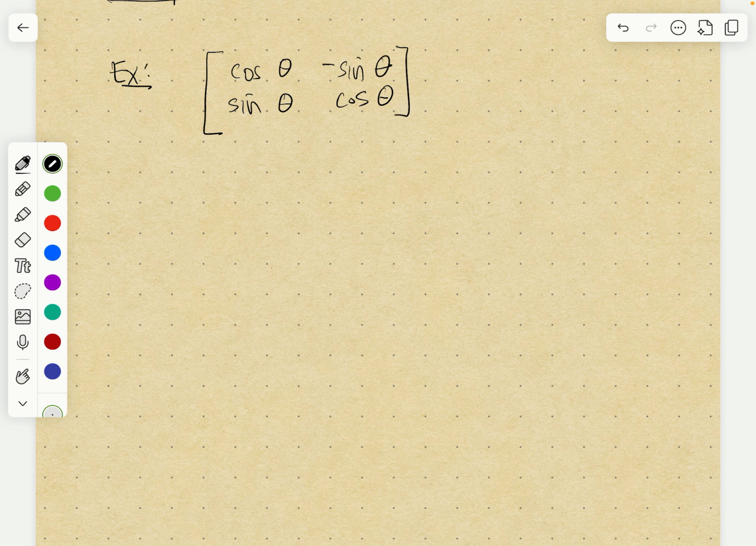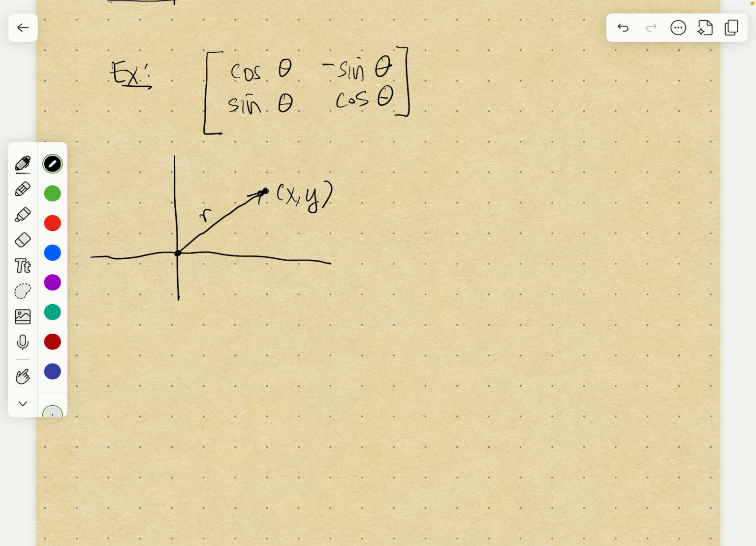This matrix is a 2 by 2 matrix, so the inputs are vectors in R2, and the outputs are vectors in R2. Let's say that you have a vector xy, which corresponds to some point here. We can think about this in terms of polar coordinates. Here's r, the length, which is the distance from the origin to this point xy.